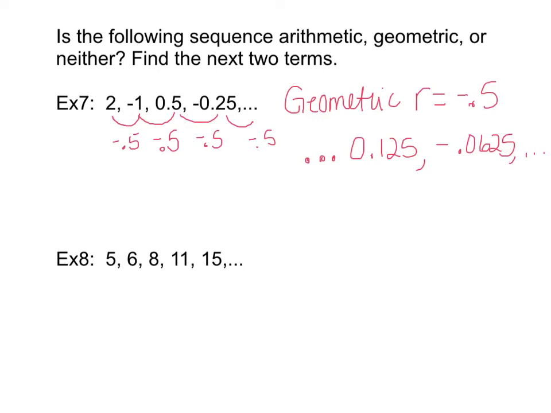Alright, so let's look at the next example. Going from 5 to 6, you would be adding 1. Going from 6 to 8, you'd be adding 2. So we can already tell it's not going to be arithmetic. Now we just want to check geometric. Well, 5 times 6/5 would give us 6, but 6 times 6/5 does not give us 8. So this one is neither. It is neither arithmetic nor geometric.